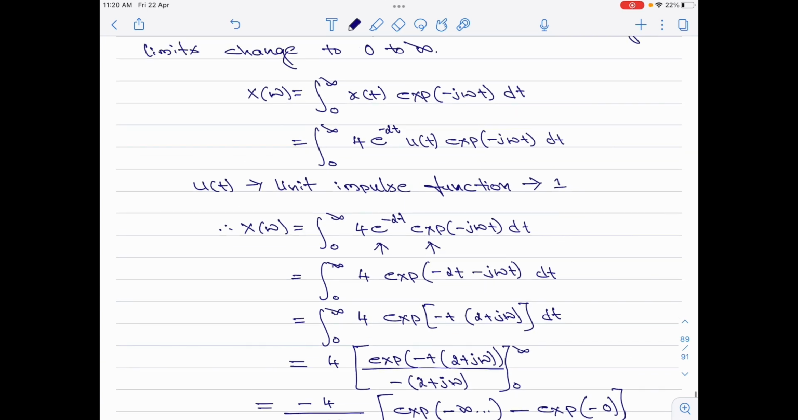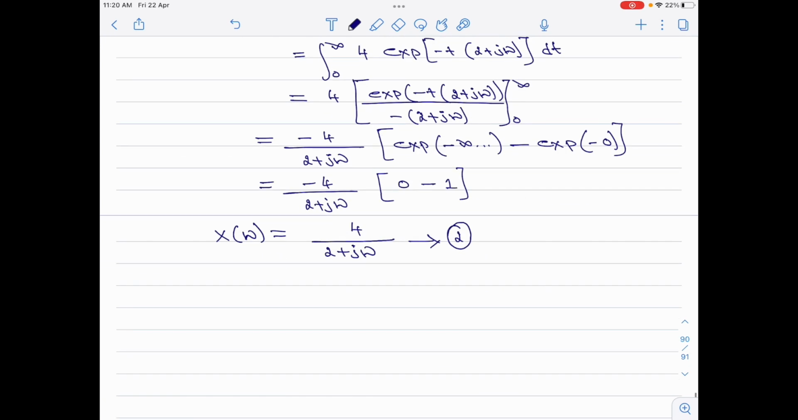Please note, here I have derived the value of x of omega only for your information. The question does not ask you to derive the value of x of omega. However, since we are given the value of x of t, its Fourier representation is also very important. That is why equation 2 is derived. Let me now continue with the rest of the numerical, and now I will be using the impulse response of the matched filter.